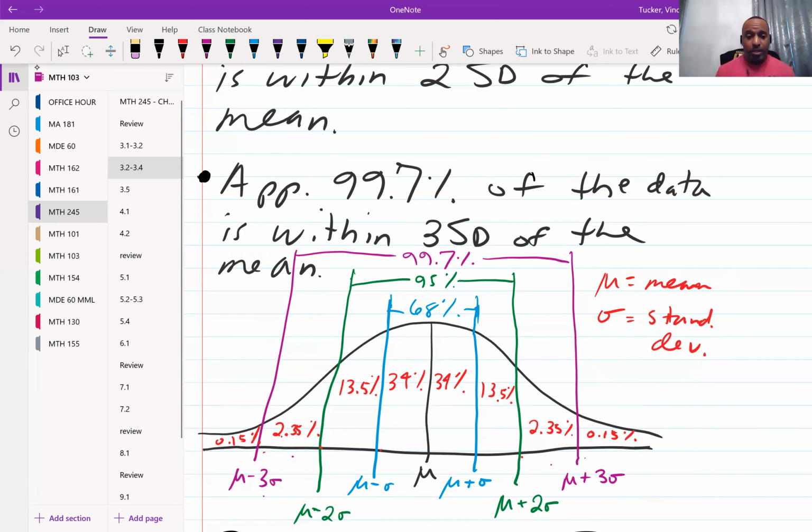100% of your data, and it's about the distribution of your data. So if you look at the blue, if you add a standard deviation and subtract the standard deviation, in other words, go one standard deviation out, that's 68% of your data, 34 and 34.